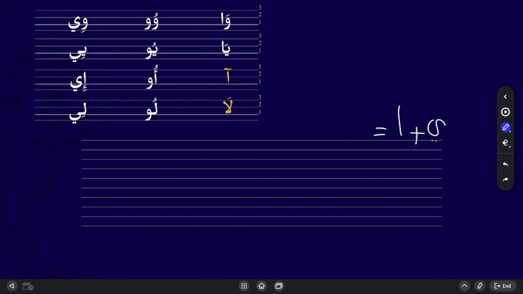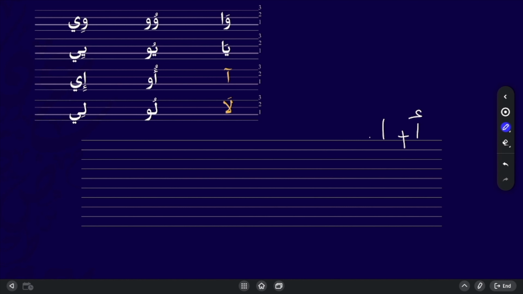It's the long vowel version. We obtain ya. We add the waw. We obtain yoo. We add the ya, and we obtain yee. Alif also accepts long vowels.